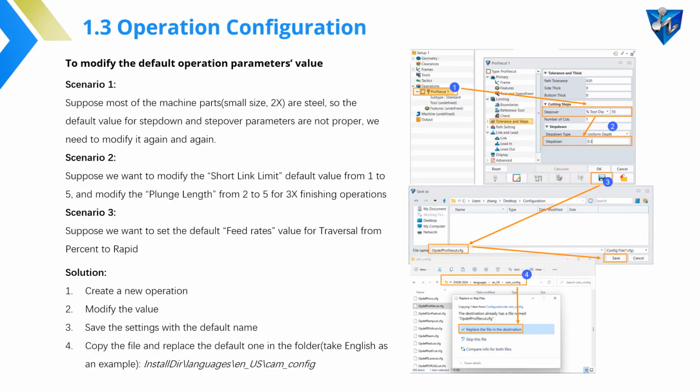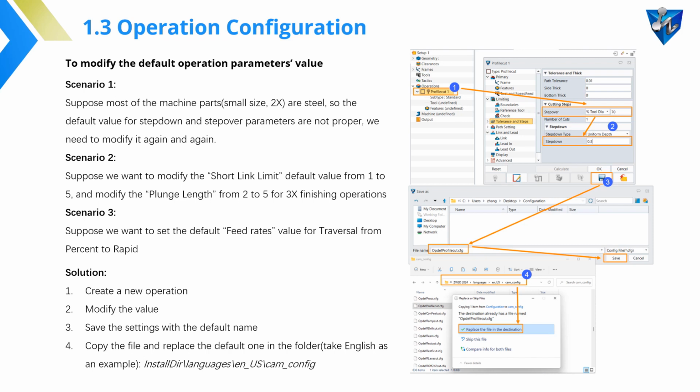The third one is the operation configuration. It can modify the default operation parameters value. Sometimes, we may find that the default setting is not proper for our case, so here is a tip to show you how to adjust the default operation parameters. We also list some scenarios. For example, we can set the step down and step over values according to our real part information. Or we can adjust the short link limit value or the plunge length to make it adapted to our real machining. Or we can set the traversal from % mode to rapid if our machine supports rapid traversal.